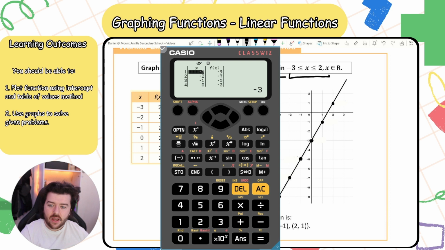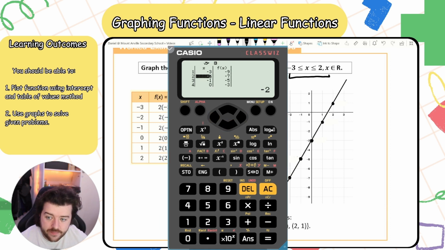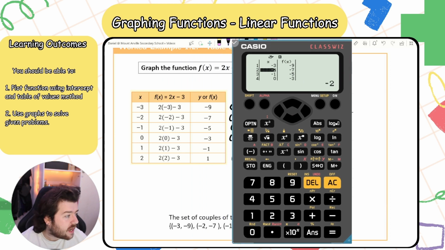And there we have it. We have my table of values here. So minus 3, minus 9. There we go. That's my first coordinate. Minus 2, minus 7. And you see, these are the coordinates I was given. Minus 1, minus 5. 0, minus 3.